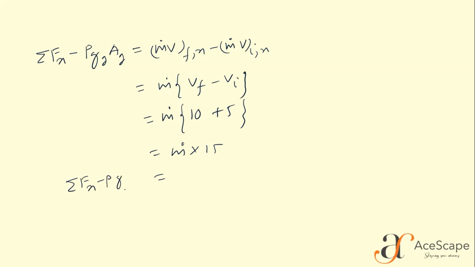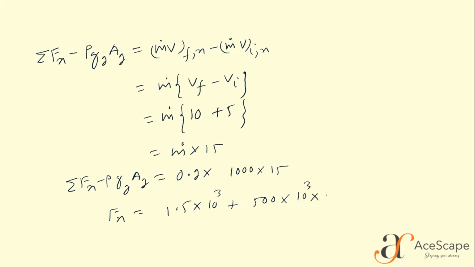Fx minus Pg1 A1. Q, I know I have to multiply it by the density into 15. So I guess this is 1.5 into 10 power 3 plus they have given 500 kPa. 500 kPa. And the area is, what is the Fx you guys are getting?